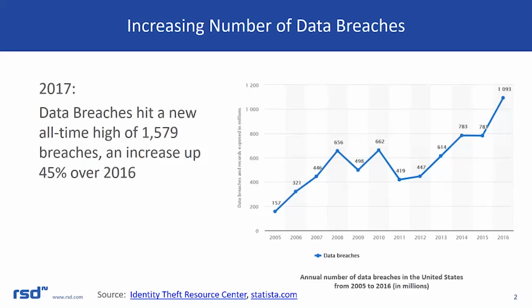In 2017, there was a 45% increase in incidents over the previous year. On average, that means 1.2 million records are impacted per incident. Notice the sharp increase in occurrence of breaches between 2012 and 2016, representing an overall 240% increase.